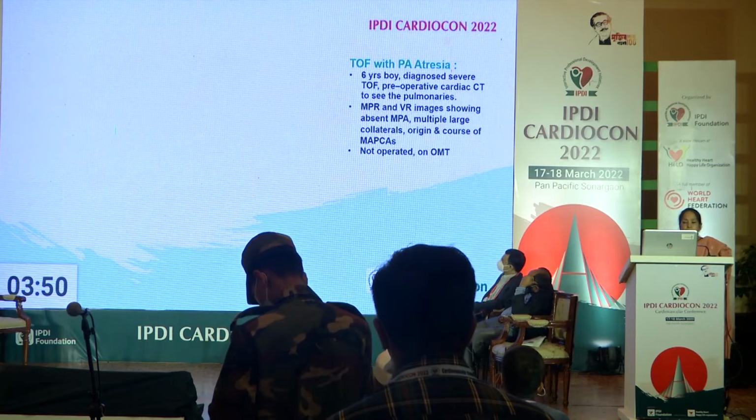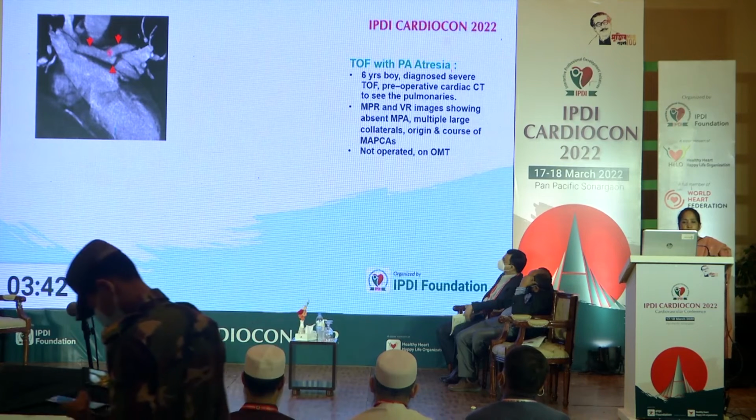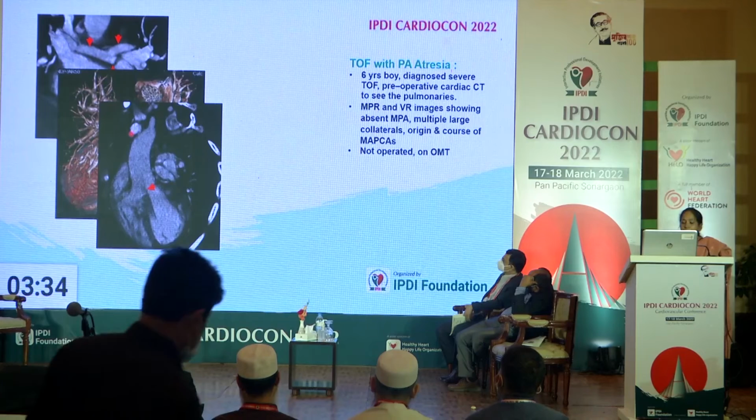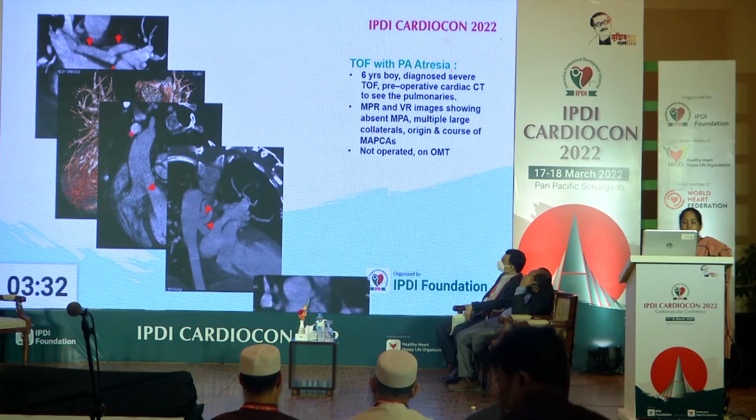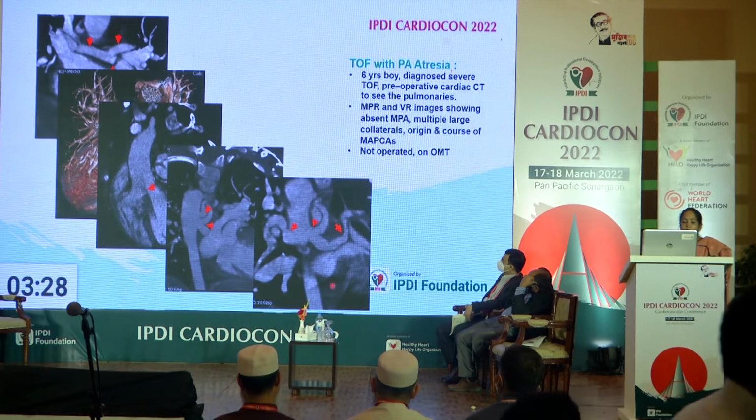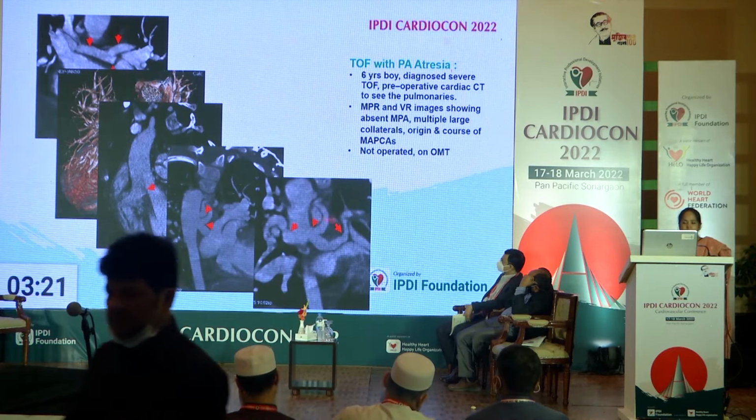And TOF with pulmonary atresia: here this is the LA and this is the LV, and there are small size LPA and RPA, both confluent, and no main pulmonary artery. In the 3D view, you cannot appreciate any pulmonary artery. This is the malaligned VSD with overriding of the aorta. And what you see here is a right-sided aortic arch and multiple large MAPCAs, and one can easily measure the size of the MAPCA and also trace the course.